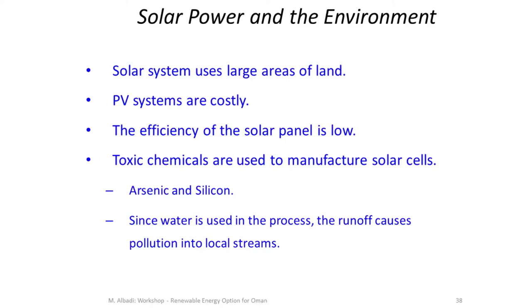Toxic chemicals are produced in the process when you are manufacturing these cells. You have toxic elements, and this might pollute the water. So the industry needs to be careful if it is dealing with manufacturing of PV cells. Arsenic and silicon, water can also be polluted if you have leaks to the water.